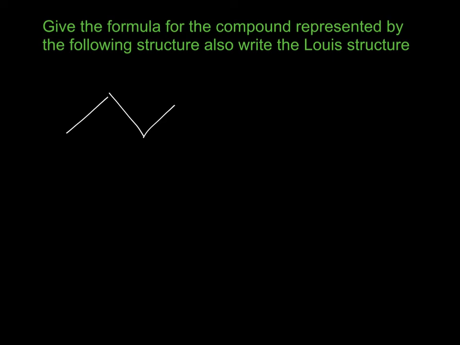So first thing we need to do is count our carbons, right? So we've got a carbon here, a carbon there, a carbon there, a carbon there. So I have 4 carbons. Next I need to deal with my hydrogens. I know each carbon is going to have enough hydrogens to have 4 bonds. This carbon only has 1 bond it's participating in, so it gets 3 hydrogens. This carbon's participating in 2 bonds, right? A bond here and a bond here. So it gets 2 hydrogens.